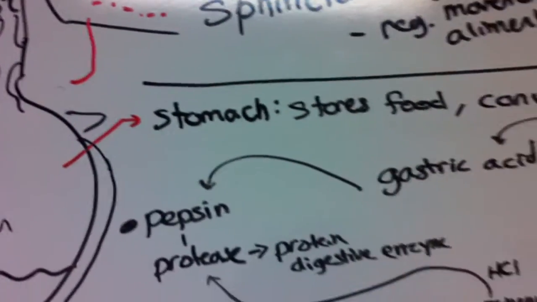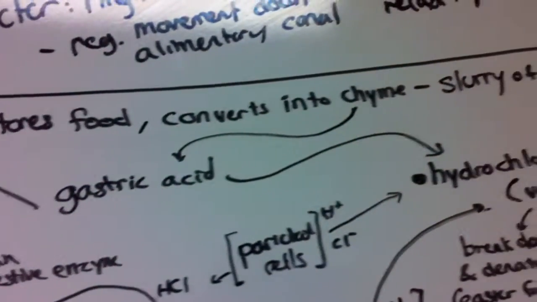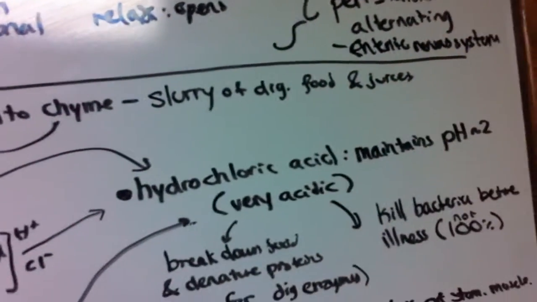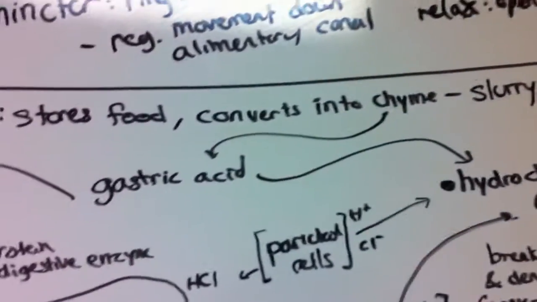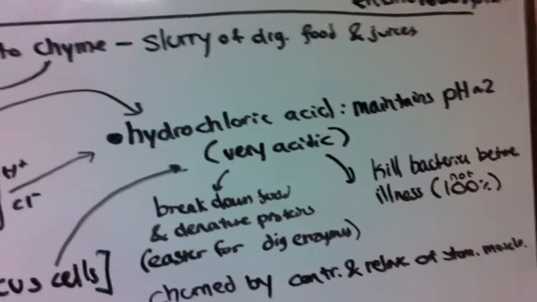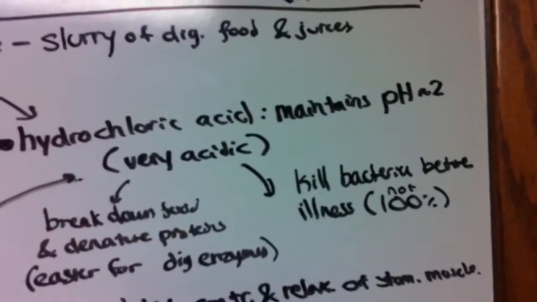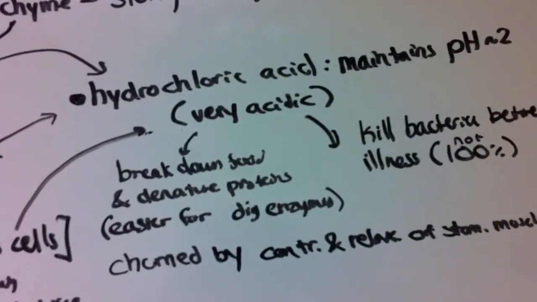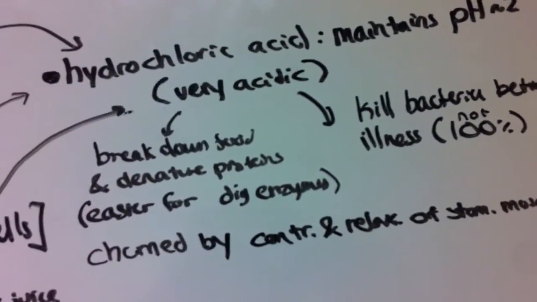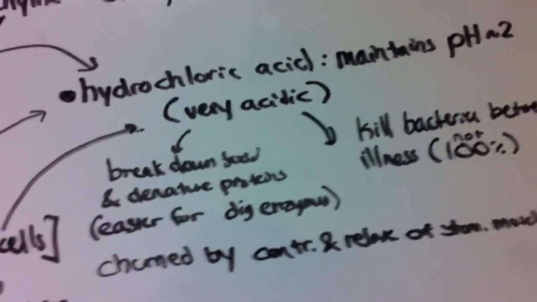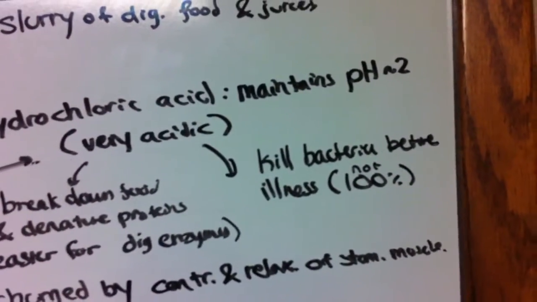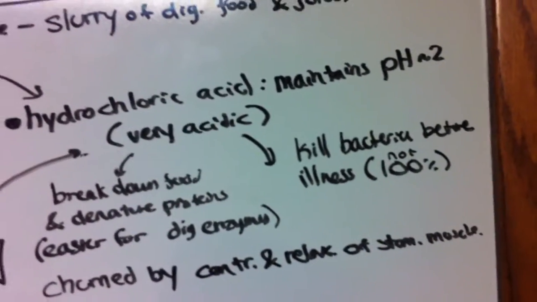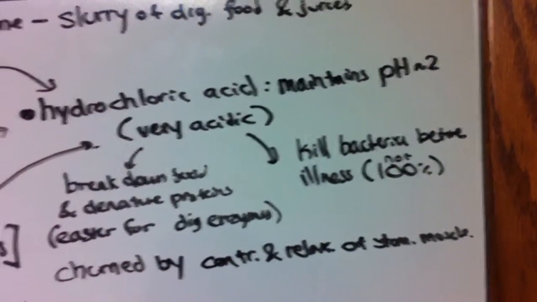So then, after it moves down the esophagus, we move on to the stomach. The stomach will store your food and convert it into chyme. Chyme is a slurry of digestive food and juices. Chyme consists of gastric acid. Gastric acid consists of hydrochloric acid, which maintains the pH of gastric acid at about 2, and that makes it very acidic. And because it's very acidic, it will break down your food and denature your proteins, making it very easier for digestive enzymes to get at them, and will also kill bacteria before they make you sick, although this is not 100% successful.